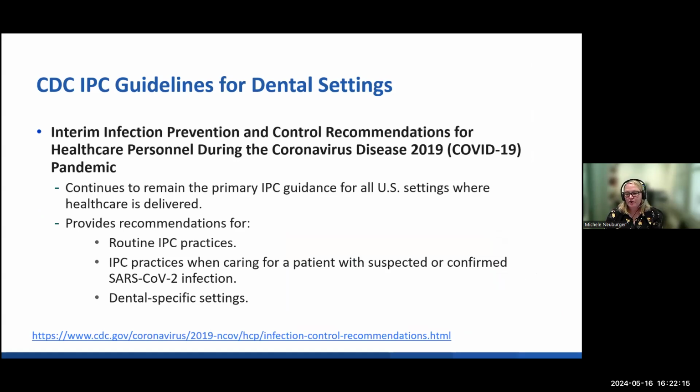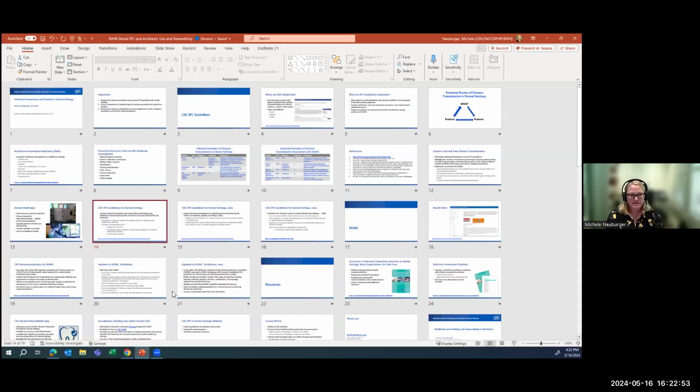So what are the guidelines that we want you to be familiar with here? The current infection control guidelines that we have for all healthcare settings are what we call the IPC guidelines for the COVID-19 pandemic. They continue to remain the primary IPC guidance for all U.S. settings where healthcare is delivered. It's divided into two sections: routine practices, and practices for when you're caring for a suspected or confirmed COVID patient. And then we do have a section for dental-specific recommendations.